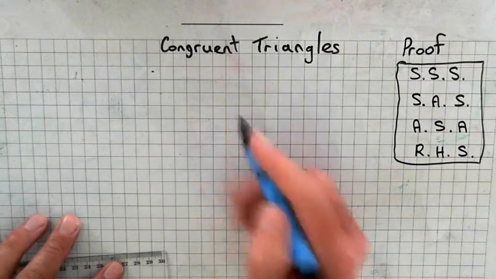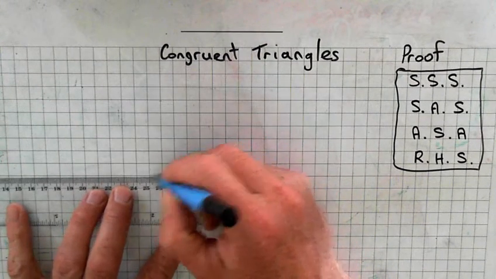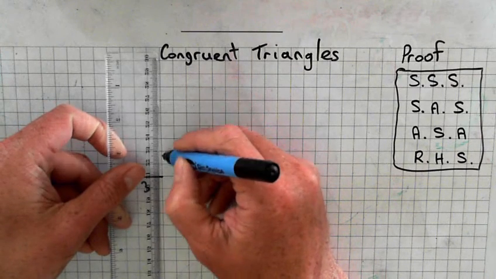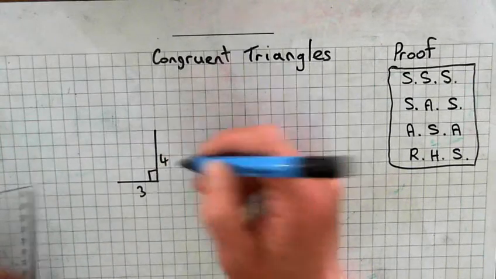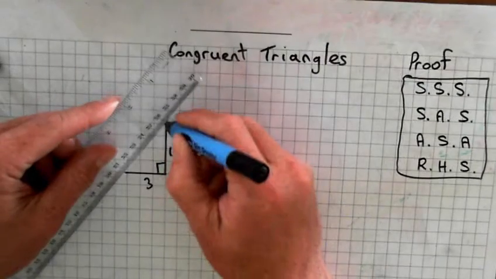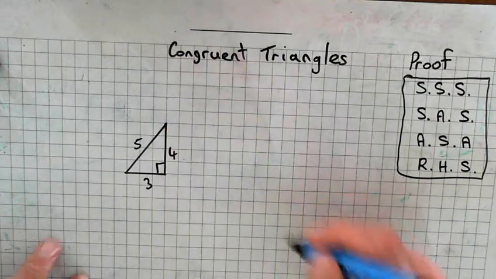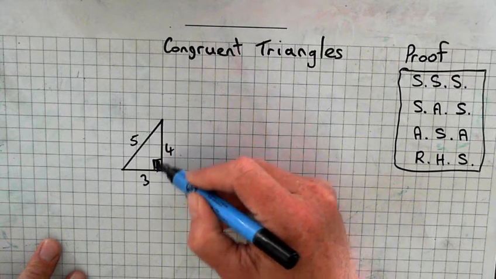Right. So we're looking at congruent triangles. Triangles that are the same in every way. So we'll look at this one here. So that's a side of 3, isn't it? 1, 2, 3, 4. That's 4. This is a right angle triangle. And if you know your right angle triangles, that's 3, 4, and the hypotenuse. The hypotenuse is the longest side. It's always opposite the right angle.